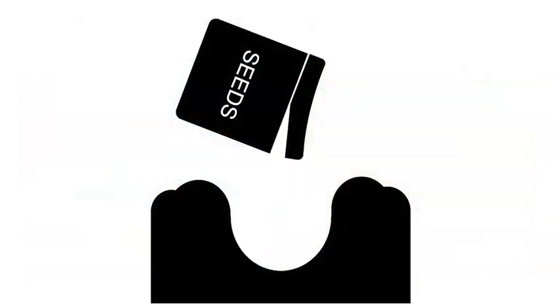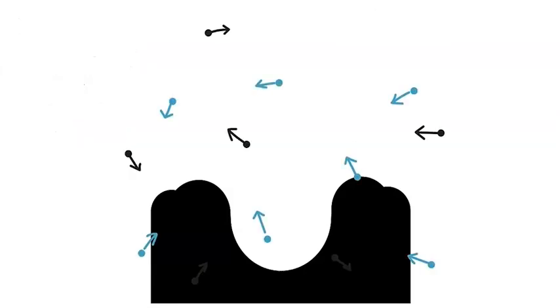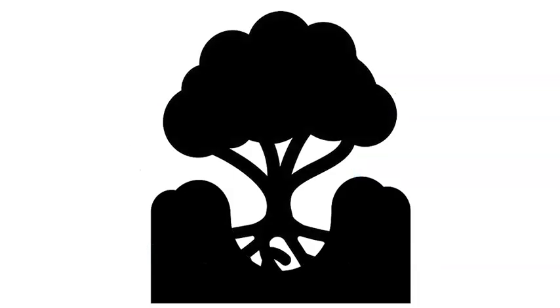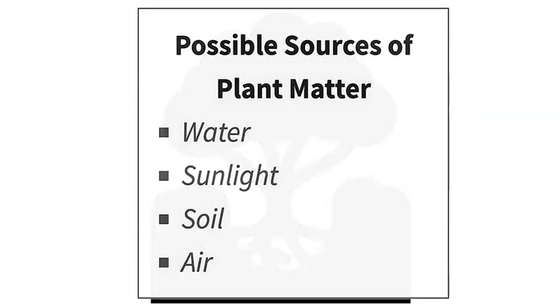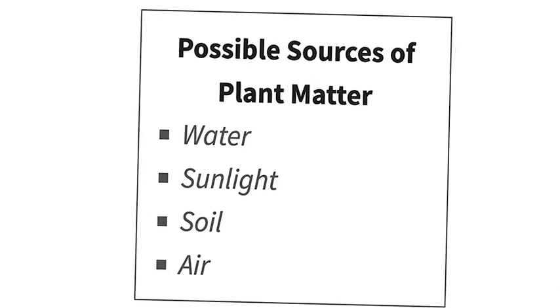Did you say plants need water and sunlight? What about soil and air? These all sound like possible sources of plant matter. Let's add them to a list. Do you think there is anything we can eliminate from this list?